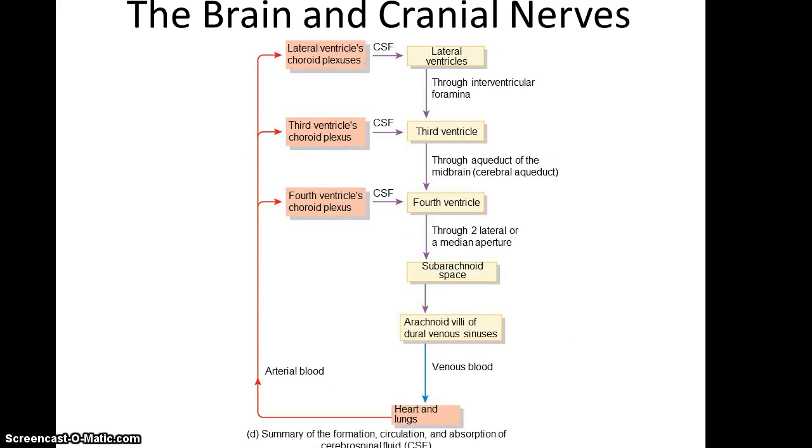So basically, if you start off with your arterial blood arriving to the brain, the cerebrospinal fluid is filtered out at the choroid plexuses in the various ventricles, and then it travels through these ventricles and into the subarachnoid space to then go around the brain and spinal cord until it is finally reabsorbed into the dural venous sinuses in the cranial cavity to then return to the bloodstream.